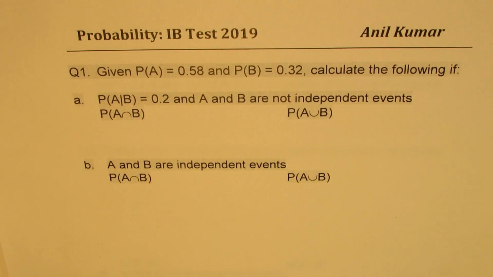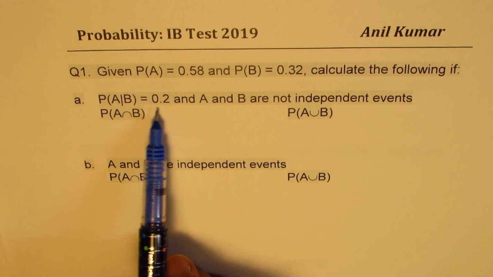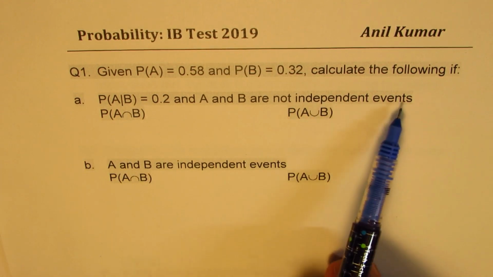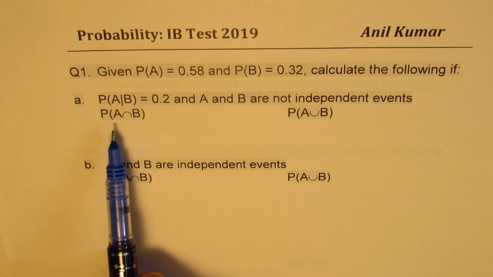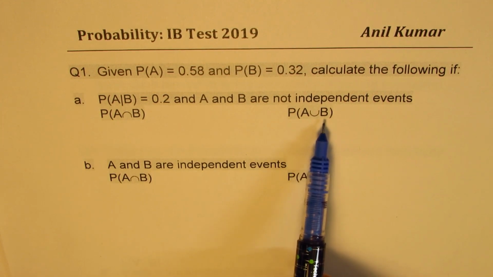Now let us look into their solutions. Question number 1. Given probability of A equals to 0.58 and probability of B equals to 0.32, calculate the following. A. Probability of A when B occurs is 0.2 and A and B are not independent events. In that case, we need to find probability of A and B and probability of A or B, right?